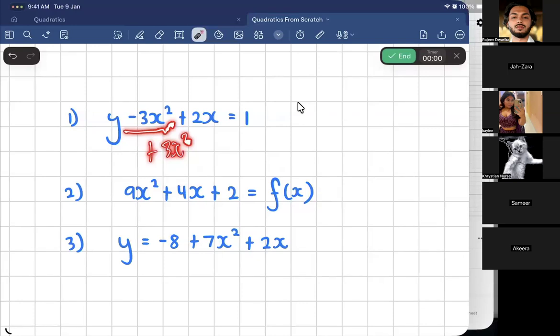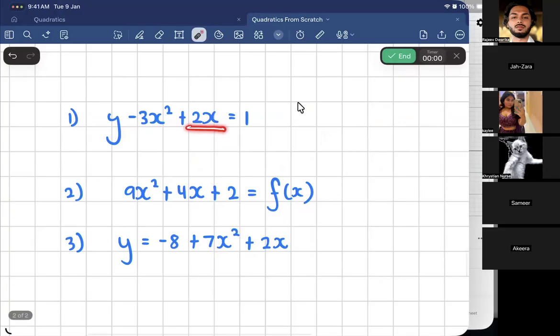Feel like I confused you there. Imagine you had 3x squareds and you take away 3x squared. That'll leave you with 0x squareds. And you want to get rid of this, right? You don't want it to be over there. So you need to add 3x squares on both sides.